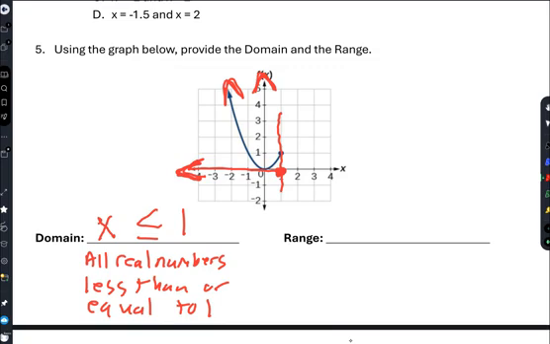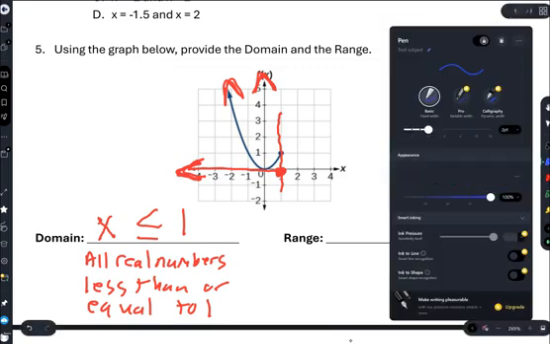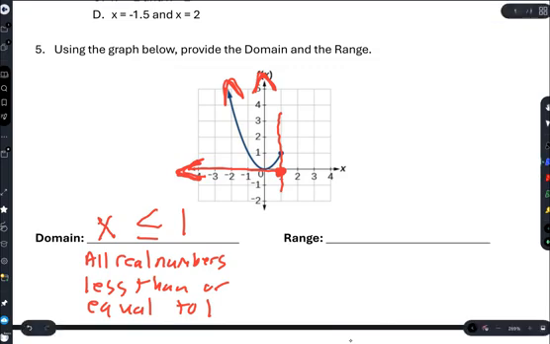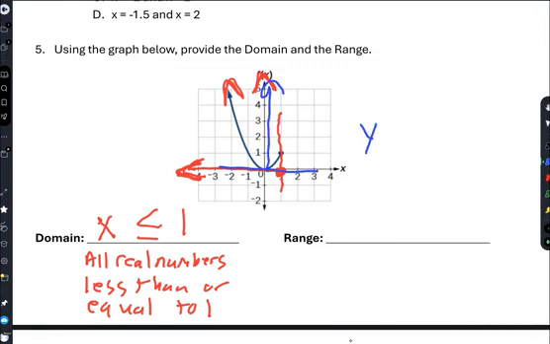The range, let me change colors. The range goes from the bottom to the top. So my range is going to be all of my y's that are greater than or equal to, because the arrow is going up. Remember, if it goes up, you're going to use a greater than symbol. If it goes down, you're going to use a less than. If it goes to the left, that's less than or equal to. If it goes to the right, that's greater than.